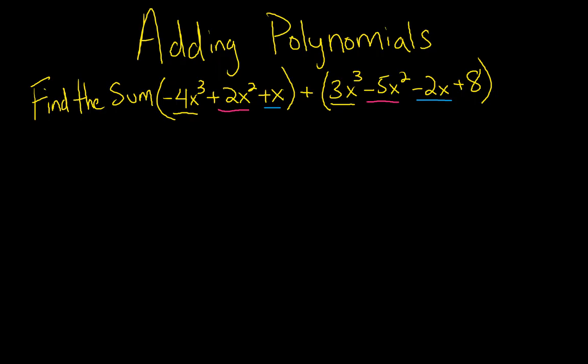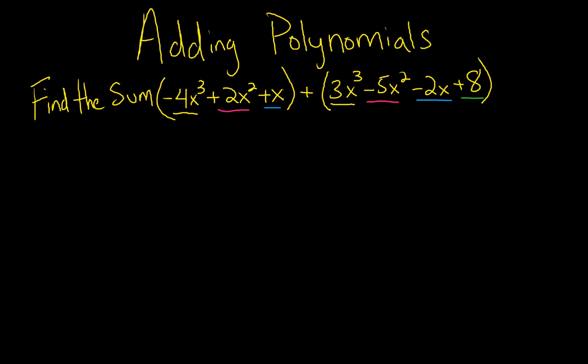And then the final type of term we have is this constant at the end, which is just 8, and there are no other constants in either polynomial to combine together, so we won't really do anything with this 8. It'll just stay the same, but we'll bring it along so we don't forget about it.